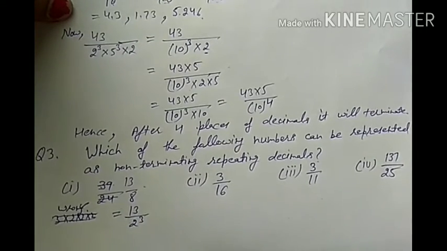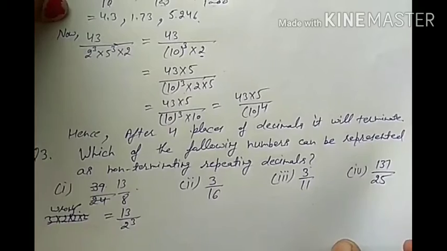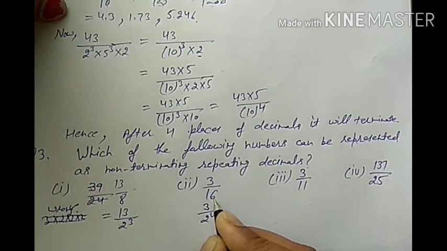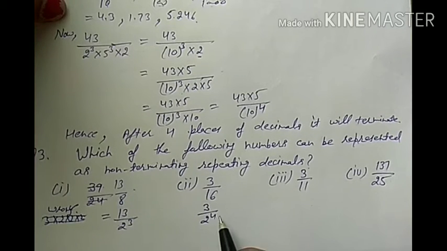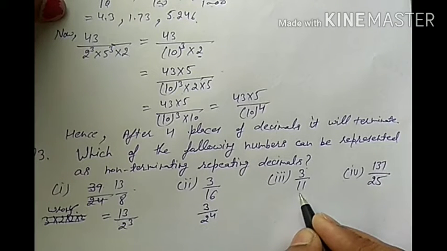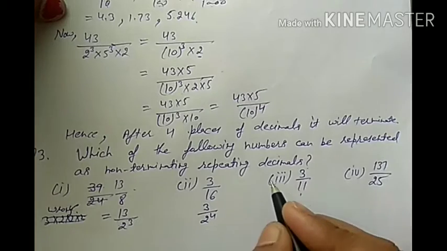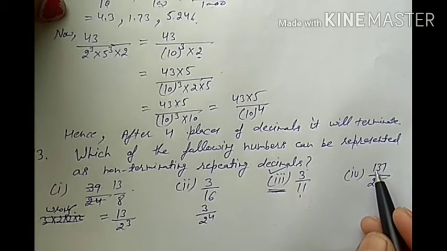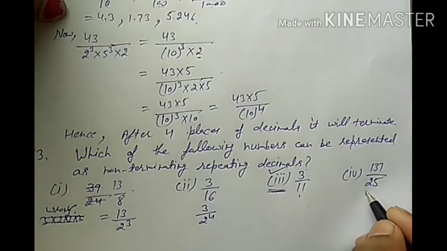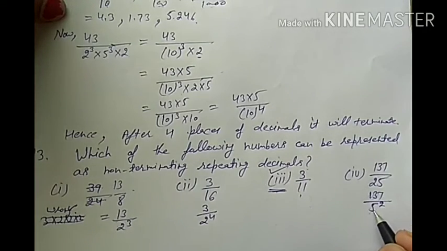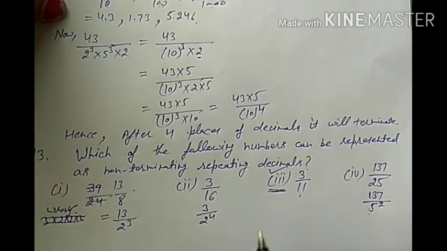So now it's terminating. Second is 3 by 16. Already, the prime factorization of the denominator is 2 raised to power 4, so it is terminating. Next is 11 by something, and we can't factorize 11 because 11 is a prime number, so this is a non-terminating repeating decimal. Next is 137 by 25. Already 137 by 5 raised to power 2, in the form of a power of 5, so it is terminating. So our answer is the third one.